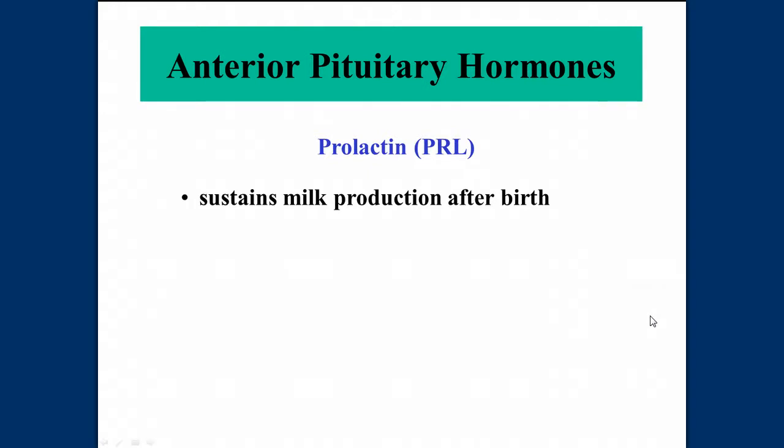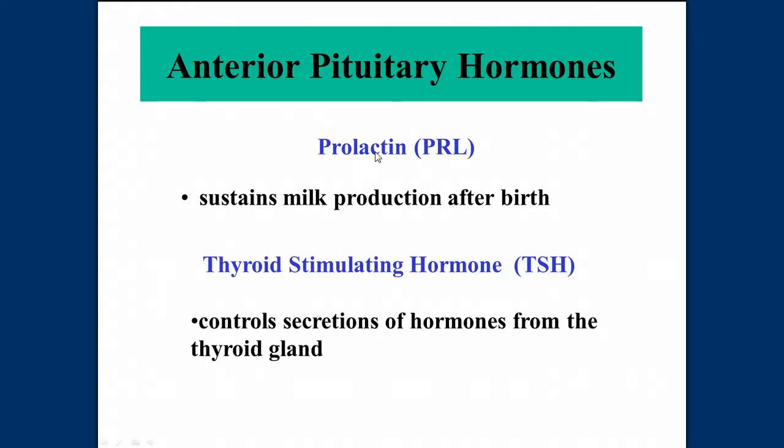Another anterior pituitary hormone is prolactin. It sustains milk production after birth. Prolactin also, well, that's the main thing. Since it sustains milk production after birth, its target cells would be in the breast, the mammary glands. Thyroid stimulating hormone, of course the target cells would be in the thyroid. It helps to stimulate the thyroid to produce hormones.